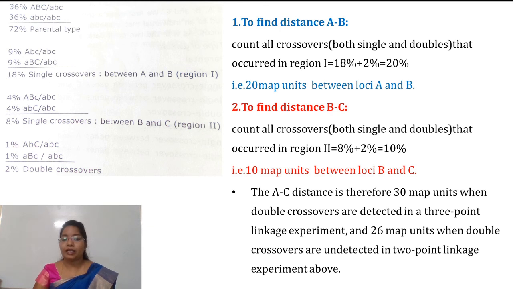So finally, the AC distance is therefore 20 plus 10, that is 30 map units, when double crossovers are also counted. And when the double crossovers are not detected, at that time only 26 map units are there, from 18 plus 8%, that is 26%. So in this way the distance between two loci can be calculated.